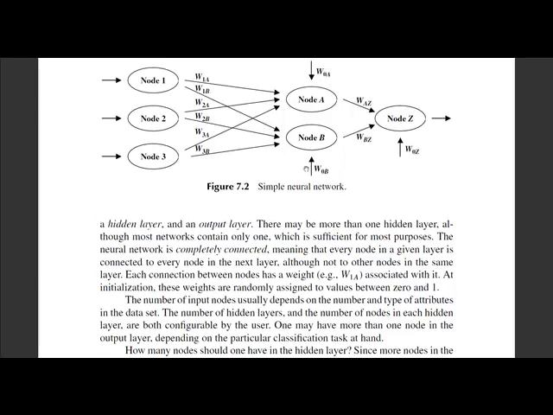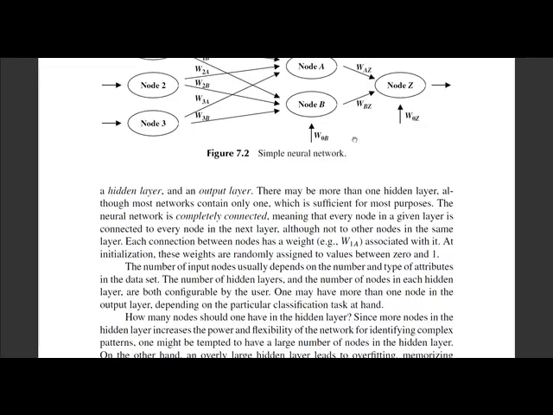What we do is kind of strange, but you'll see how it works. We assign all of these weights at random at first, just at random between 0 and 1. And the number of input nodes usually depends on the number and type of attributes in the data set.